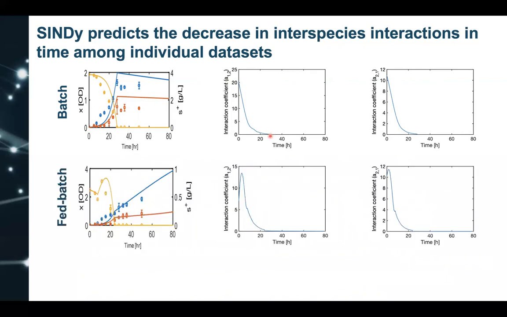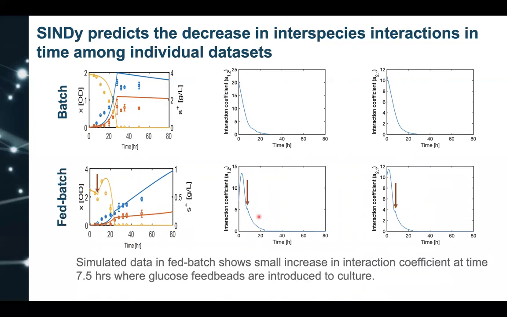This is seen again in the fed batch data. When we build our model on fed batch data only, we see again this decrease. And not just that, we actually see this little bump. And this little bump, while it looks very, very small, is at time 7.5 hours. And that is when we add our glucose feed beads. So we're seeing that the model does indeed show some of the things that we expected from the actual data.